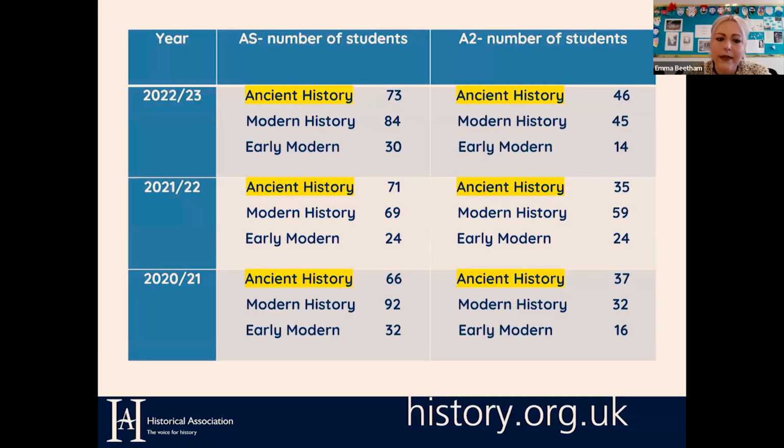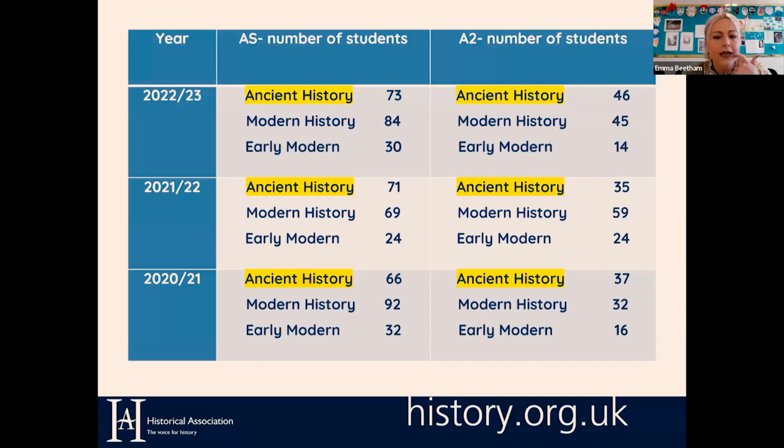So in terms of numbers, this is just some of the last year's figures that we have got here. So you can see from 2020 and 21, these are the entries that we had for our 3 subjects, the number of AS students. So 66 ancient history, as you can see, 92 and 32. And then the year after, 71, 69 and 24. I'm not quite sure what the anomaly was there. We had more ancient history students than modern history.